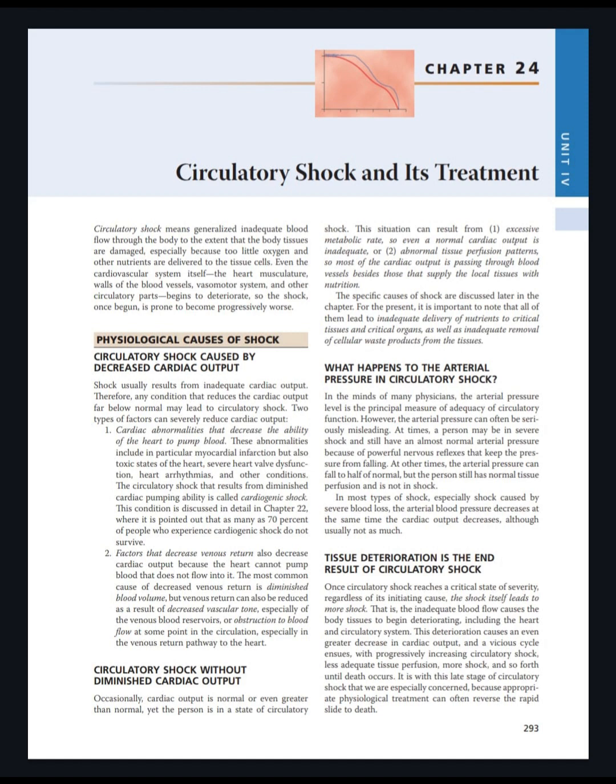Highlight all the points which I am speaking. Once circulatory shock reaches a critical state of severity, regardless of its initiating cause, the shock itself leads to more shock. That is, the inadequate blood flow causes the blood tissue to begin deteriorating, including the heart and circulatory system. This deterioration causes an even greater decrease in cardiac output, and a vicious cycle ensues with progressively increasing circulatory shock, less adequate tissue perfusion, more shock, and so forth until death occurs.